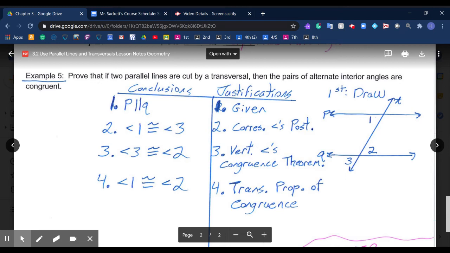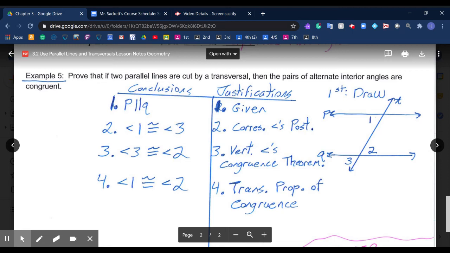Then we have example 5. Example 5 says prove that if two parallel lines are cut by a transversal, then the pairs of alternate interior angles are congruent. Well, we know that from the alternate interior angle theorem. So we are proving the alternate interior angle theorem. Remember, theorems can be proved or are proven.